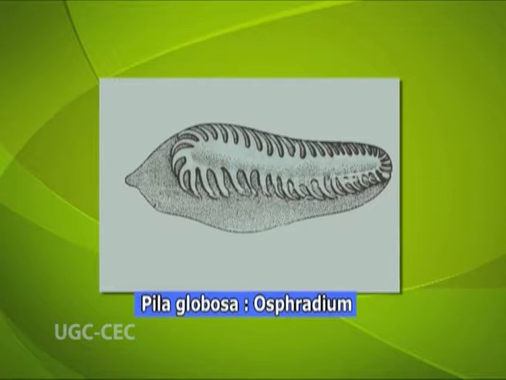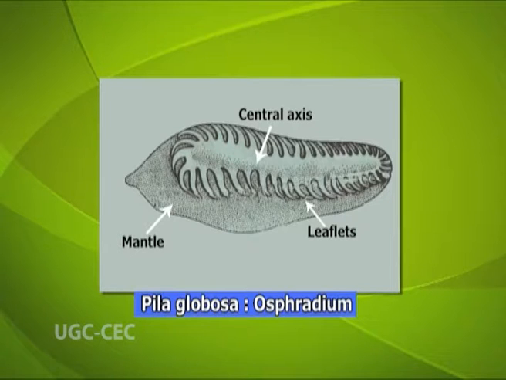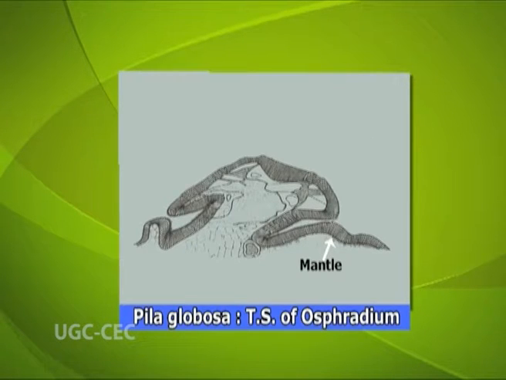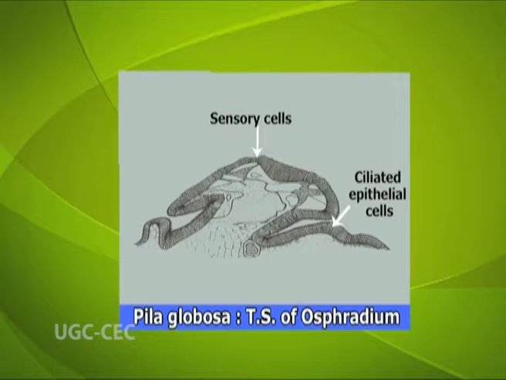Osphradium. There is only one osphradium that lies suspended from the roof of the mantle cavity on the left side. It is oval in shape with the inner or right end bluntly rounded, while the outer or left end is pointed. It has a central axis to which two rows of thick, fleshy leaflets are attached. Leaflets are largest in the middle of the osphradium. In a transverse section, the osphradium is made up of an outer layer of epithelial cells lined internally by a basement membrane. The epithelial cells are elongate and consist of three types of cells. First, sensory cells. 2. Ciliated cells.